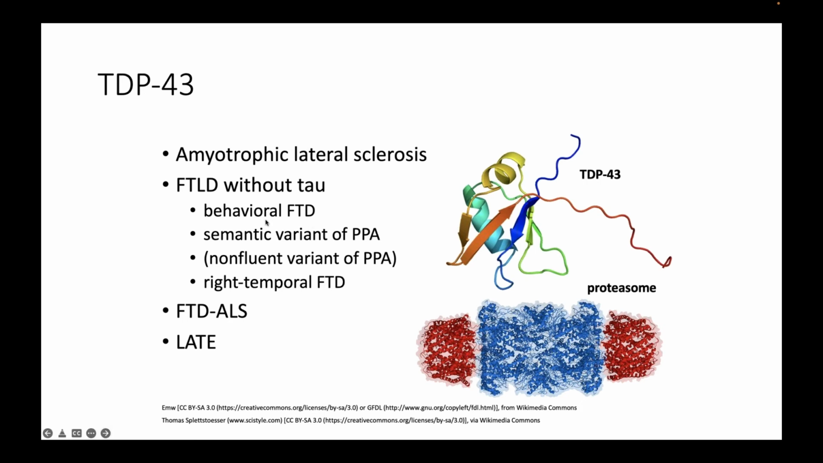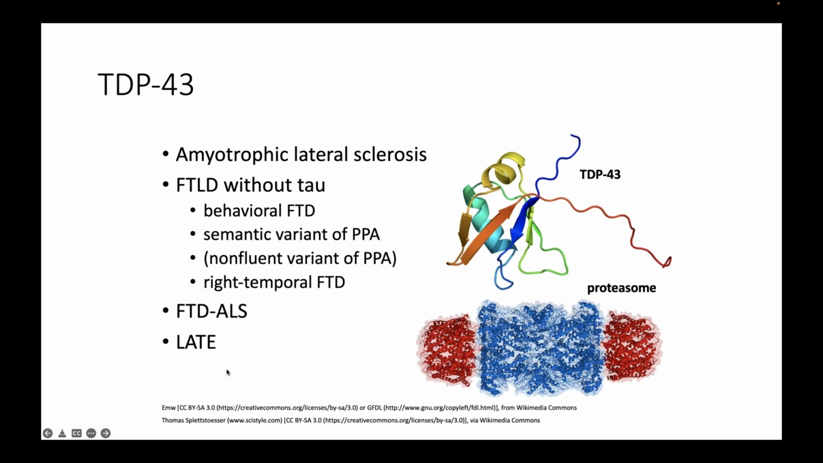So there's the classic behavioral form with aggressive behavior, disinhibition, and so on. And then there are two forms of primary progressive aphasia: the semantic variant with loss of lexical knowledge, and the non-fluent variant with agrammatic speech and problems in the syntax of speech. Then there's another rare condition, the right temporal frontotemporal dementia, which is actually the mirror disease of the PPA, shown by a depressive syndrome and psychomotor slowing, and interestingly, prosopagnosia, the impairment in the recognition of faces.